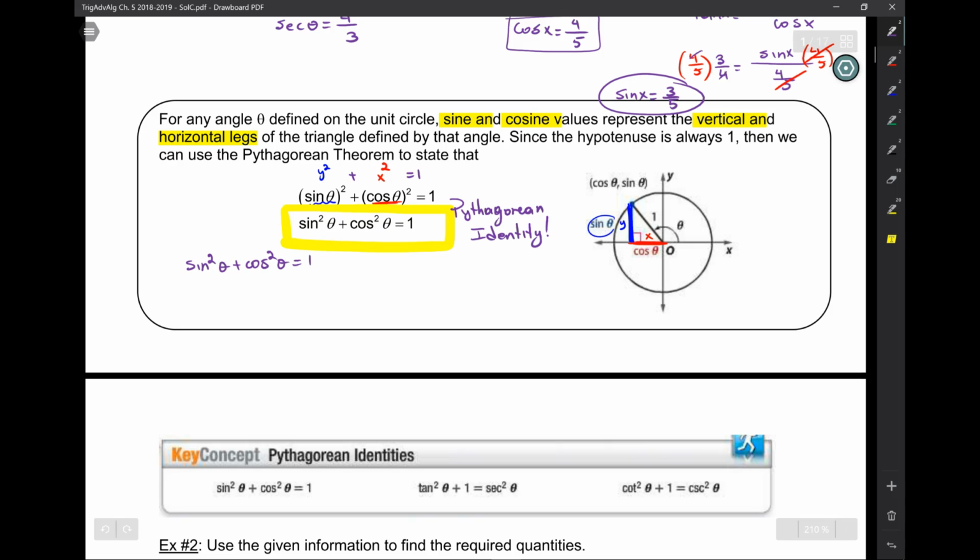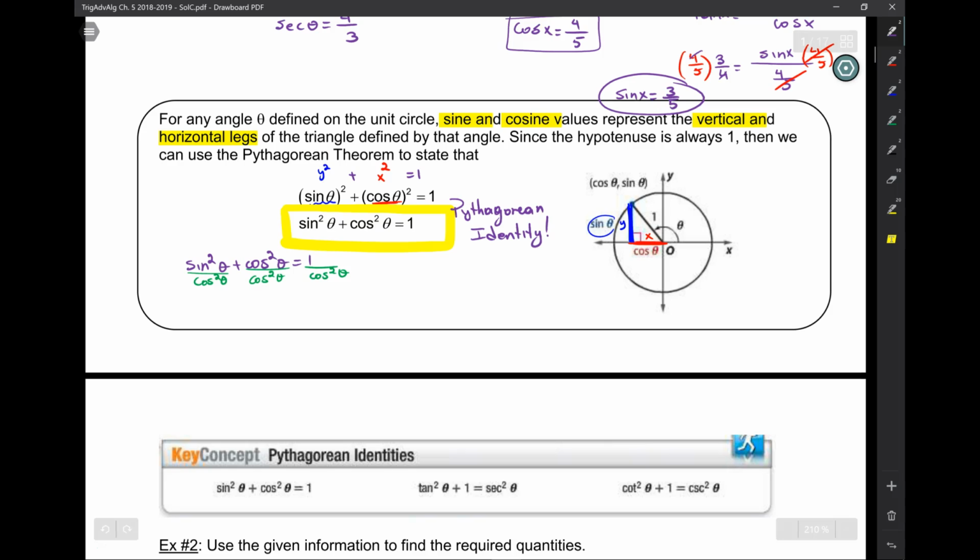Just for fun, I'm going to divide everything here by cosine squared theta. Why? Because I can, as long as I divide everything by it. So now let's see what we get. What was sine over cosine? Tangent. So sine squared over cosine squared is tangent squared.